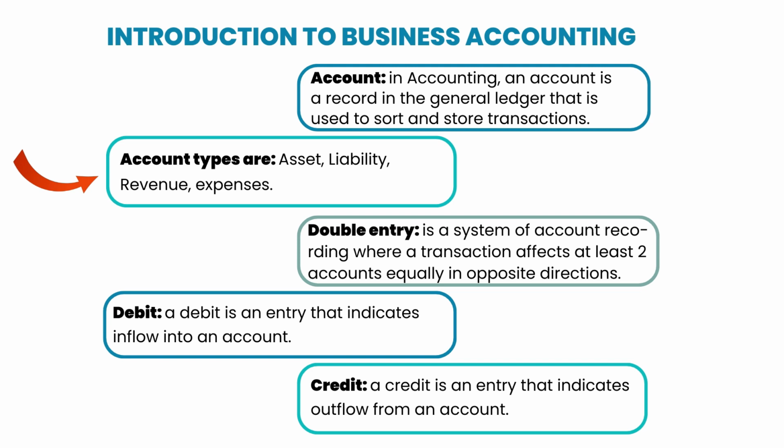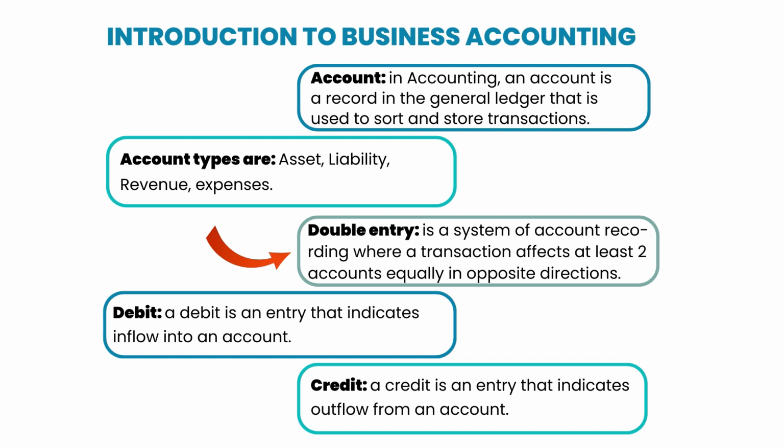There's another term that we'll be using a lot in accounting, which is double entry. Double entry is a system of account recording where transactions must affect at least 2 accounts equally, but in opposite direction. At least 2 accounts. So it can be more than 2, it can be up to 3, it can be up to 4, but at least there has to be 2 accounts that will be affected by every transaction that takes place in a business. And the way it's going to affect the accounts is equally, but in opposite direction.